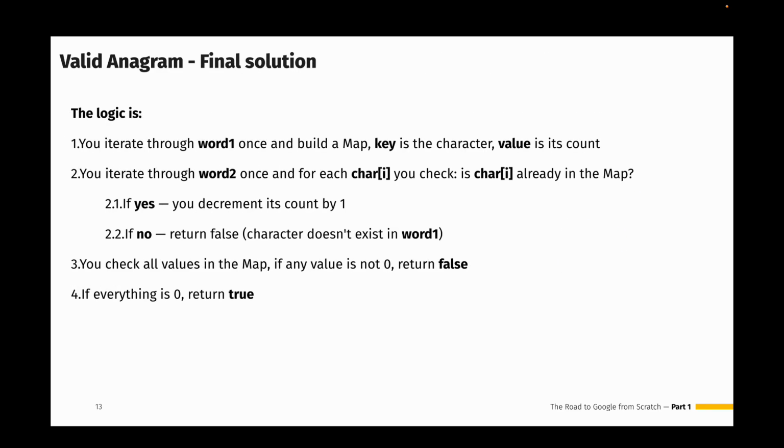Okay, now let's check the potential solution. The idea here is that we will need to iterate through word 1 and create a map where we will store as a key the character, and the value will be the count, or in other words, the frequency of this character. Then we will need to iterate through word 2 and check for each element if it is present in the map. If yes, then we will decrease the count by 1. If no, then we will return false.